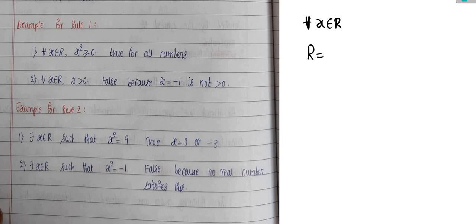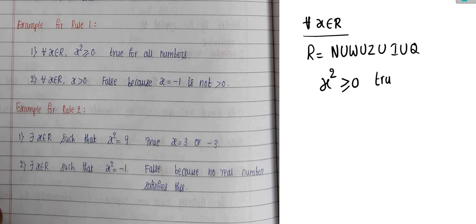We know that real number is the union of natural numbers, whole numbers, integers, irrational numbers and quotient numbers. So x is a real number. X square, I am going to find this x square is always greater than or equal to 0. So this x square is true for any real number. For example, I am taking 1. 1 is a natural number. 1 square is equal to 1. That is greater than 0.